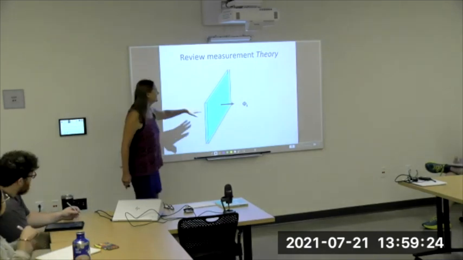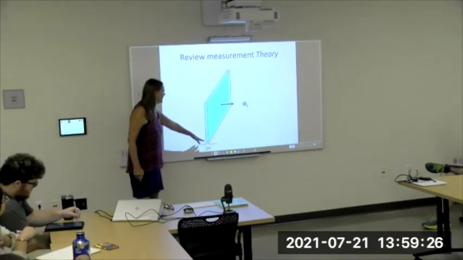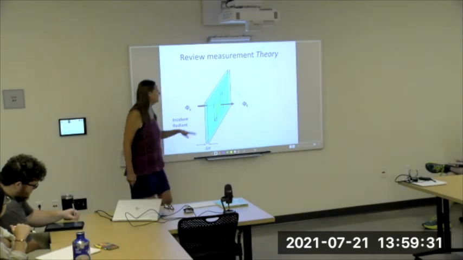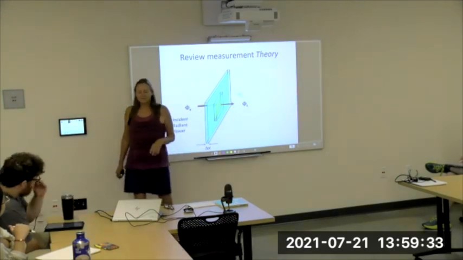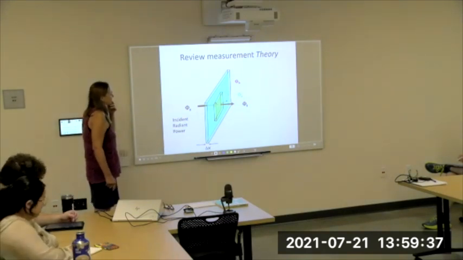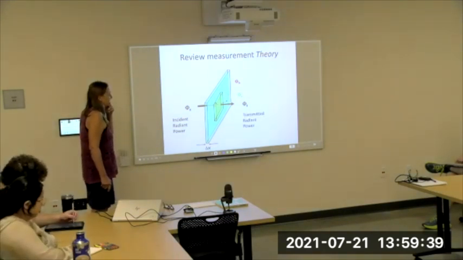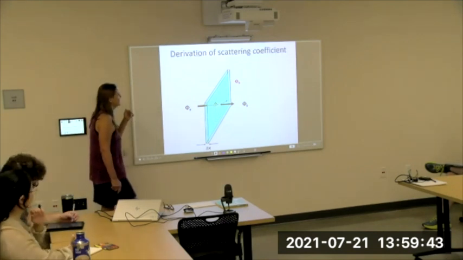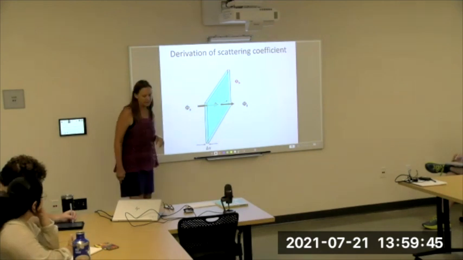So remember we had our slab and we had a thickness and we had an incident radiant power and we had the transmitted radiant power, and some part of that may have gotten absorbed and some part may have gotten scattered. We talked about absorption yesterday. So today, sorry, wrong. Today we're just going to talk about the scattering part.